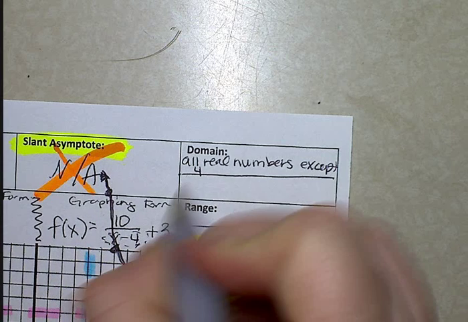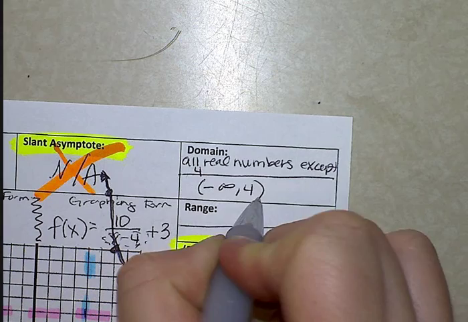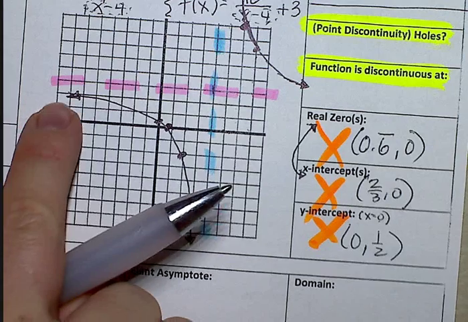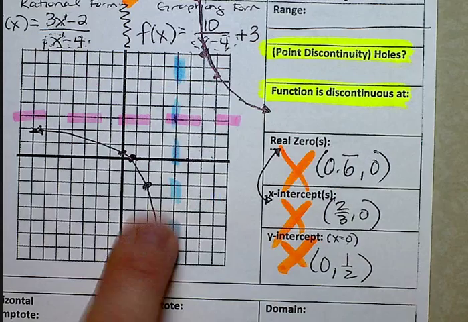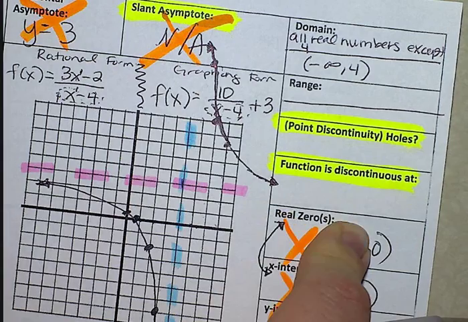It comes from negative infinity, and it approaches 4, but it never touches it. That's why it has a parenthesis. Comes from negative infinity, it approaches 4, never touches it. And then it jumps over the asymptote. Again, it starts at 4, and it goes to positive infinity.